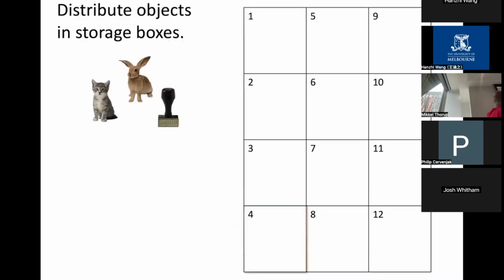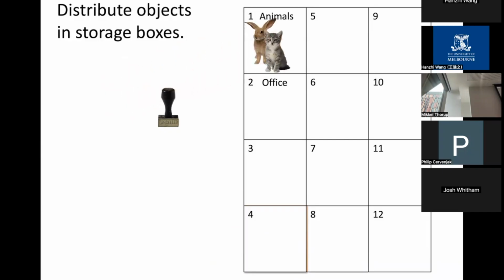So a very classic problem in computers and in the world is that you want to distribute some objects in some storage boxes. Here's an example. So you may buy a label system where it has some labels, animals, and office supplies. And then what do you do? Well, you put your animals, in this case, a rabbit and a kitten, into the animal box, and your staple in the office box.